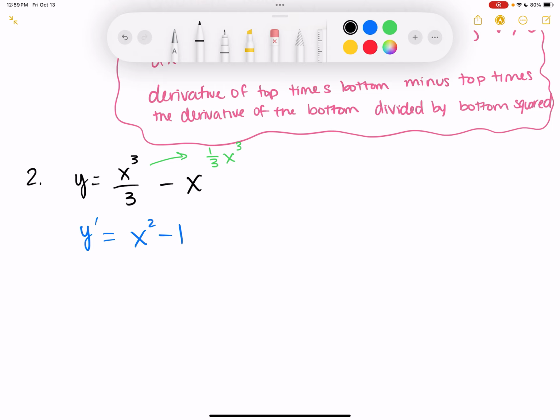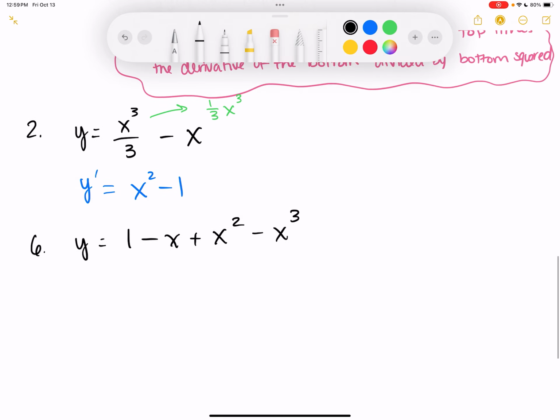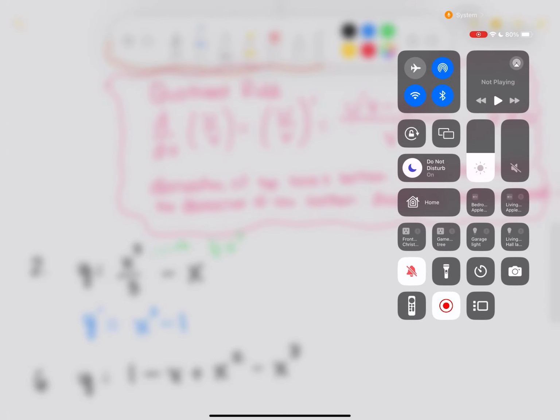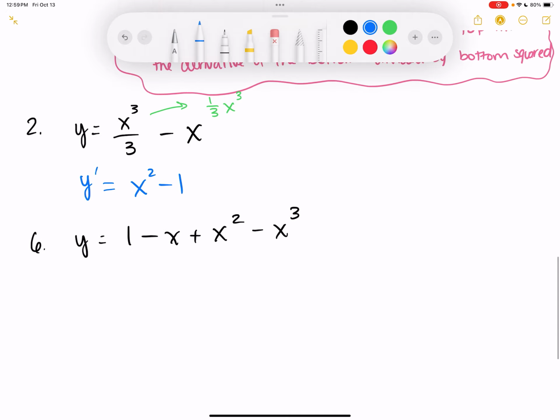Alright, number 6. y equals 1 minus x plus x squared minus x cubed. Alright, so left to right. There. So y prime is equal to the derivative of 1, which is 0, so we don't need to write anything.